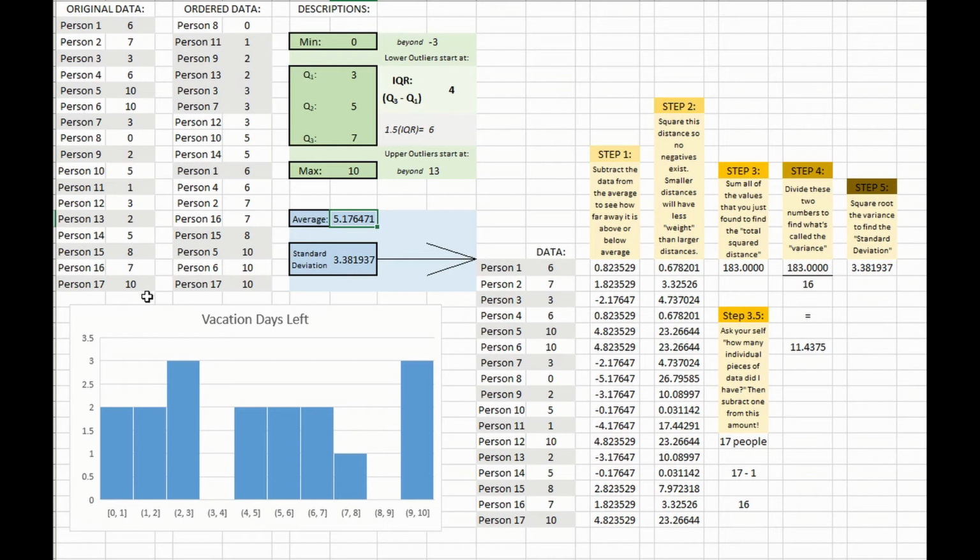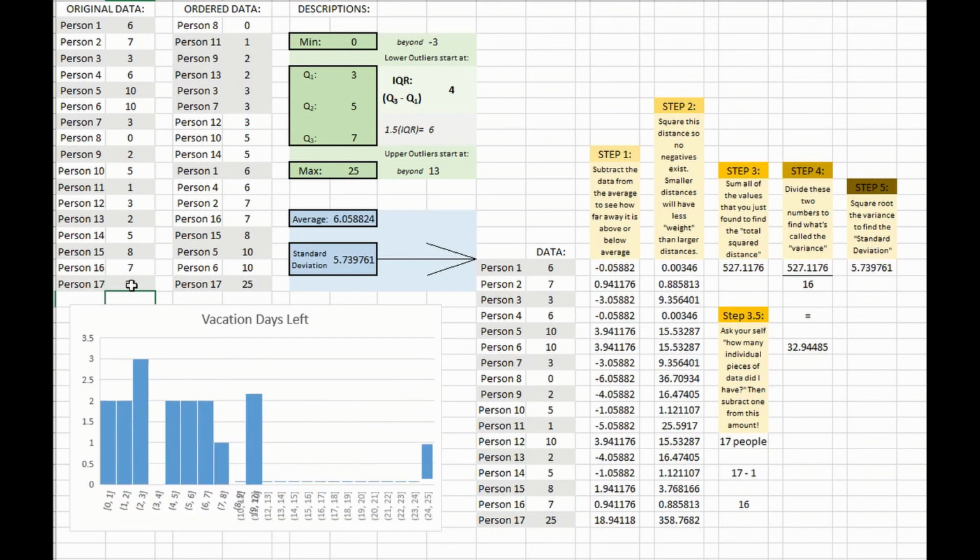Now one thing that's really interesting is what happens to these two ideas if I change one piece of information. It's handy because I have a spreadsheet here and we don't have to go through all the calculations again. The computer will do it for us. I'm going to take the 17th person and change the number of days they have left of vacation to something crazy. So this 17th person had 10 days left. A few other people had 10 days as well. But what if they had 25 days, more than 3 weeks worth of vacation?